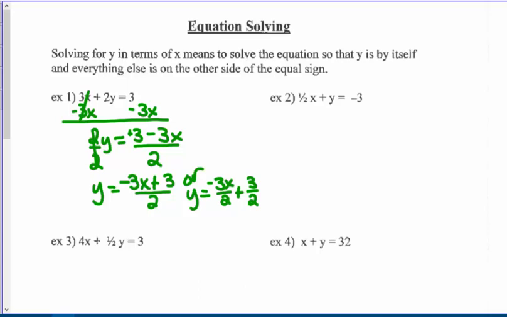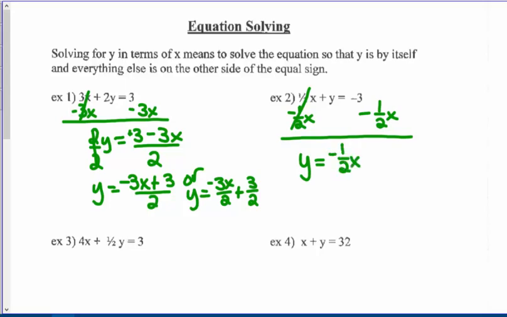Number 2, 1 half x plus y equals negative 3. Well, this one's pretty easy. I just got to move that 1 half x over. So subtracting 1/2 x on both sides. And good algebra form is to have our algebraic coefficient term first. So I'm going to leave that negative 1/2 x first and my constant of negative 3 second. So there's y all by itself. I don't have to divide by anything.